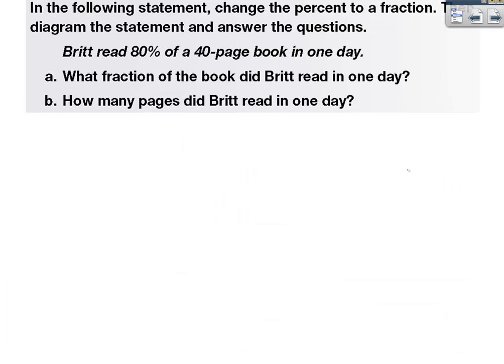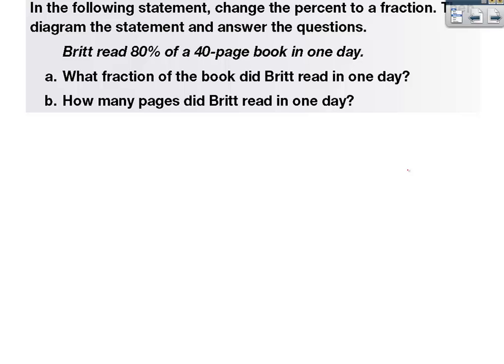Okay, in the following statement, change percent to a fraction. Diagram the statement and answer the question. So Britt reads 80% of a 40-page book. What fraction of the book did Britt read in one day? And how many pages did Britt read in one day?